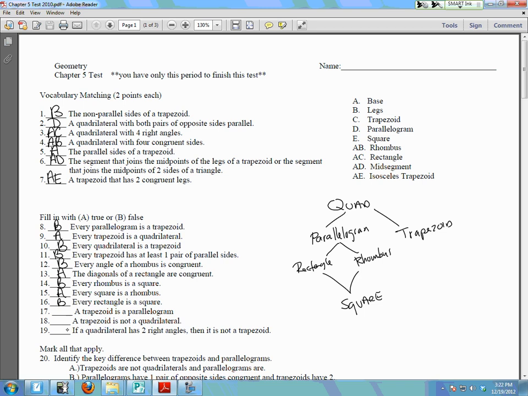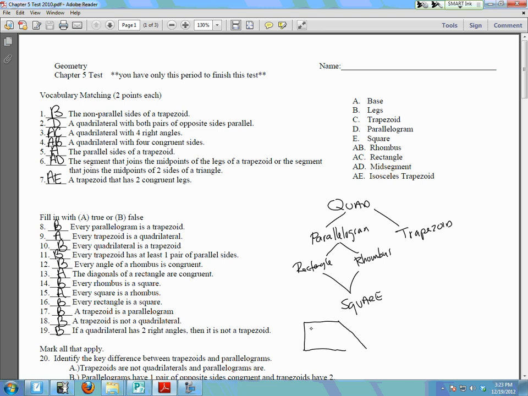Every rectangle is a square. That's false. A trapezoid is a parallelogram. That is false. Okay, that's a lot like question number 8. A trapezoid is not a quadrilateral. That is false. We just learned from this flowchart here that a trapezoid is a quadrilateral. And if a quadrilateral has 2 right angles, then it is not a trapezoid. That is false. You can have a trapezoid that has 2 right angles.